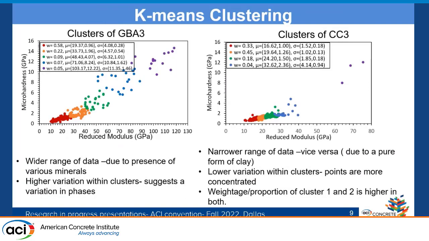These are the results of the k-means clustering I performed. I clustered the data into 5 clusters. Each cluster will have a weightage, a mean value, and a standard deviation. If you see the clusters for the GBA3, it has a wider range of data due to the presence of various minerals in it.